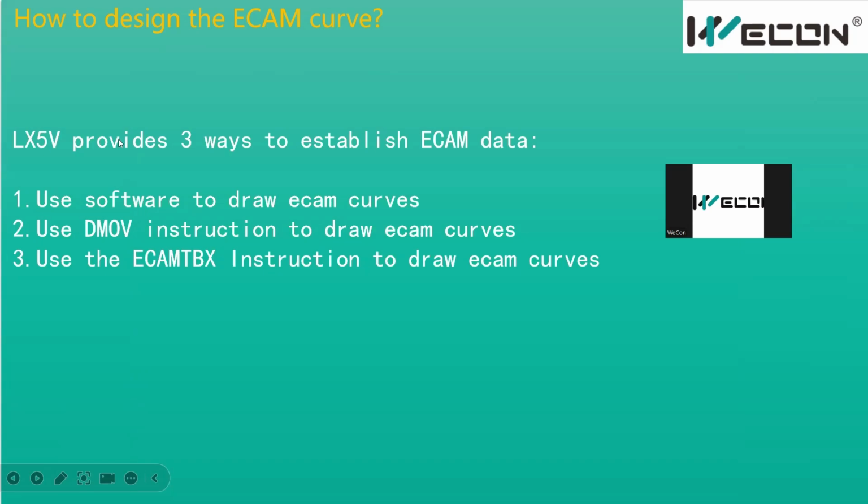The second way is to directly use the DEMOVE instruction to put the position information of master and slave into the ECAM curve. And the last way is to use the ECAM TBX list instruction to get the ECAM curves. In today's training, I will introduce the first two ways to create ECAM data, and in the next training I will introduce the third way.